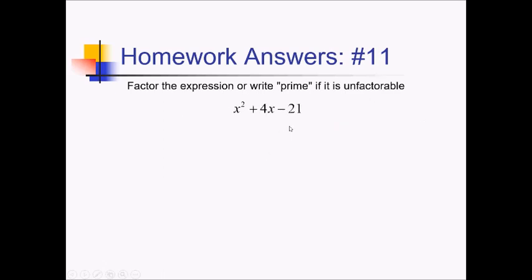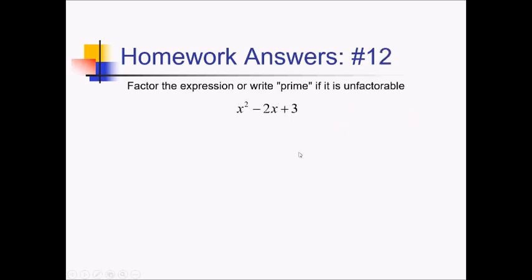To factor this trinomial, I need factors of negative 21 that add up to 4. So they're going to have opposite signs since we're multiplying to get a negative. So let's see here. 1 and 21, there's no way to get 4 out of that by adding or subtracting. How about 3 and 7? If I had negative 3 and positive 7, that would work. So let me write then x minus 3, x plus 7.